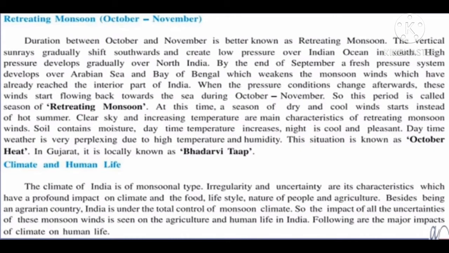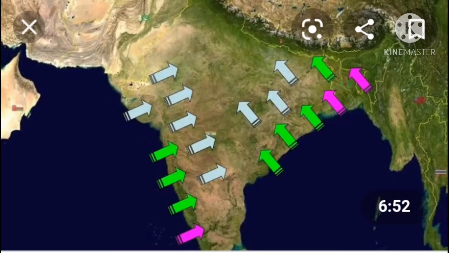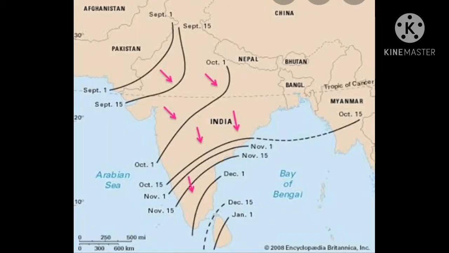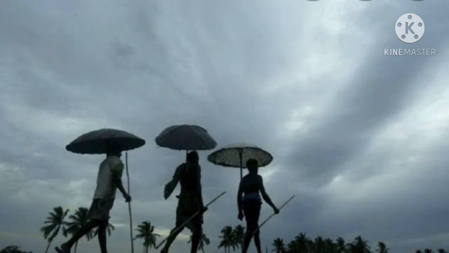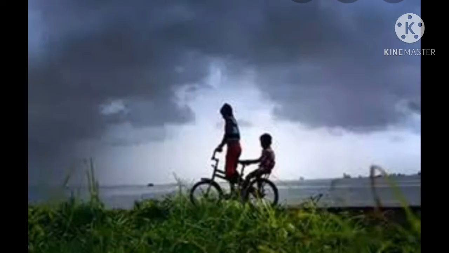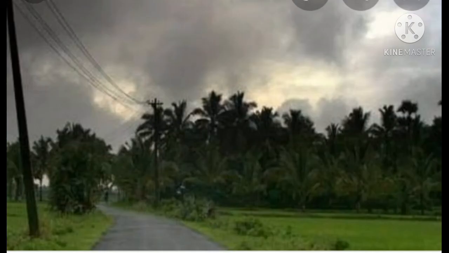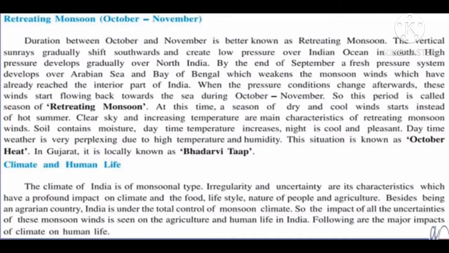When the pressure conditions change afterwards, these winds start flowing back towards the sea during October-November. So this period is called season of retreating monsoon. At this time, a season of dry and cool wind starts instead of hot summer. Clear sky and increasing temperature are main characteristics of retreating monsoon winds. Soil contains moisture. Daytime temperature increases, night is cool and pleasant. Daytime weather is very perplexing due to high temperature and humidity. This situation is known as October heat. In Gujarat, it is locally known as Bhadarvi Tap.